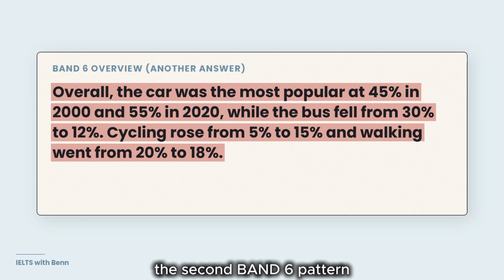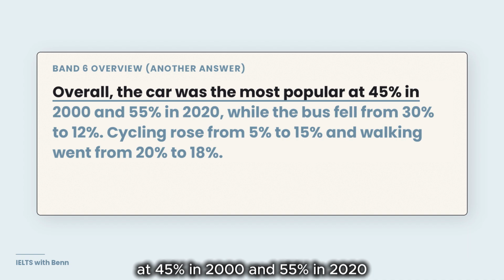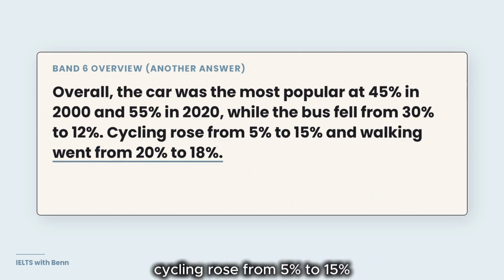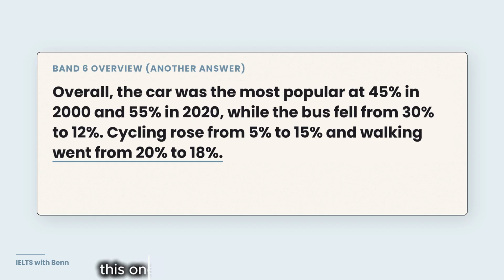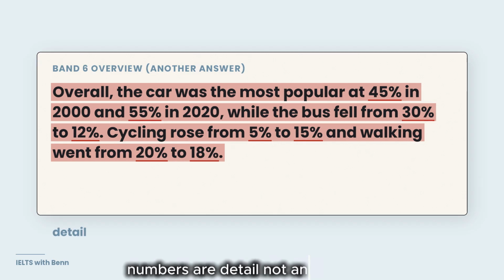Pattern 2. The second Band 6 pattern, another answer to the same chart. Overall, the car was the most popular at 45% in 2000 and 55% in 2020, while the bus fell from 30% to 12%. Cycling rose from 5% to 15%, and walking went from 20% to 18%. This one has every trend and every number. Numbers are detail, not an overview.